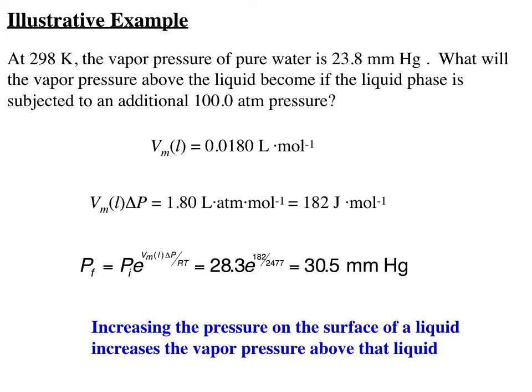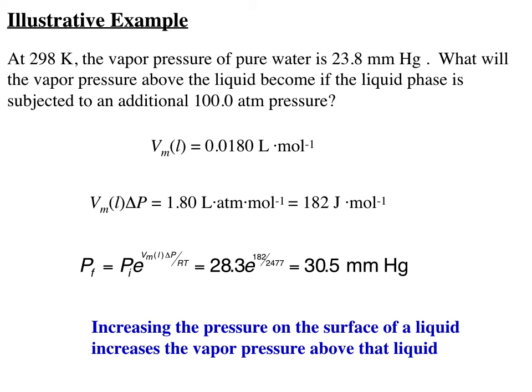A little exercise where we examine this. I have 298 K. I have pure water that has a vapor pressure of 23.8 millimeters of mercury. What will the vapor pressure above the liquid become if the liquid phase is subjected to an additional 100 atmospheres of pressure above the normal 1 atmosphere of pressure?